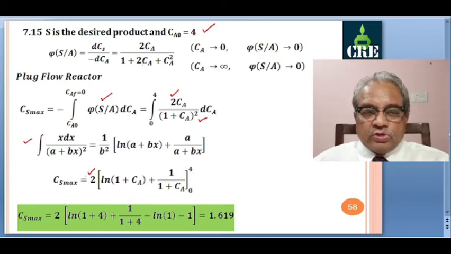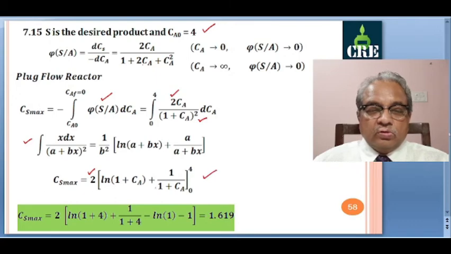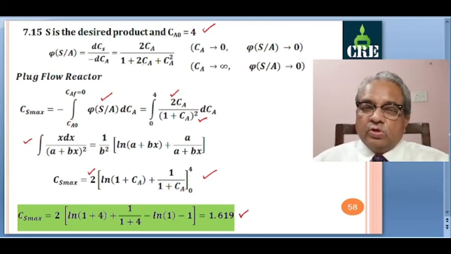So CS max, this 2 is coming from here, which is outside, and CA by 1 plus CA square. Now CA is x. A and B, what are the constants? A is 1, B is also 1. So this B square becomes 1. Only 2 will be there, ln of 1 plus CA, then 1 upon 1 plus again CA, from 0 to 4. So you solve this and you get CS max as 1.619. This is given as 4. Units may be anything. Units are not mentioned, so we are not mentioning the units here.